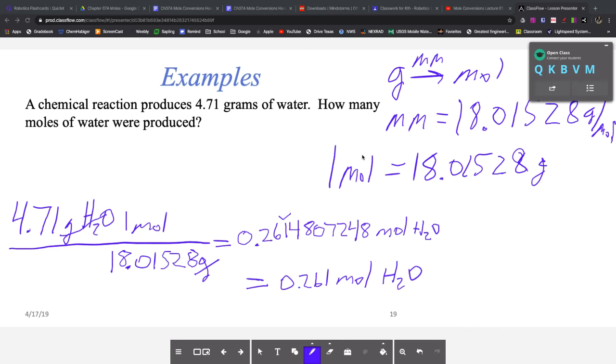And then we figure out how many digits to round to. 4.71 has 3 significant figures. 18.01528 has 1, 2, 3, 4, 5, 6, 7 significant figures. So we go with the least number. Anytime you multiply or divide, go with the least number of sig figs. That means it's good to 3. Leading 0 doesn't count, so we start counting at the 2. We count over 3 places. The next number is a 4, so that means you round down, which means you just chop it off. So it becomes 0.261 moles of water is our final answer.